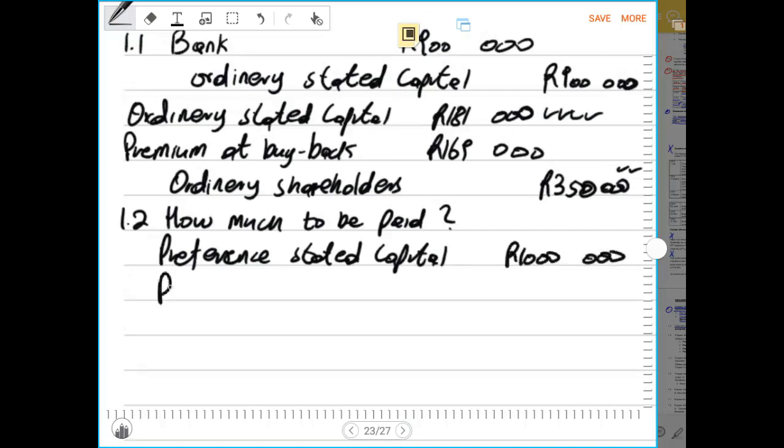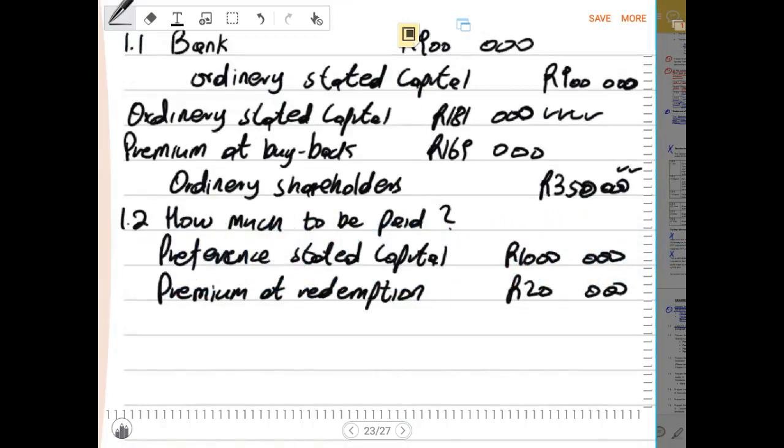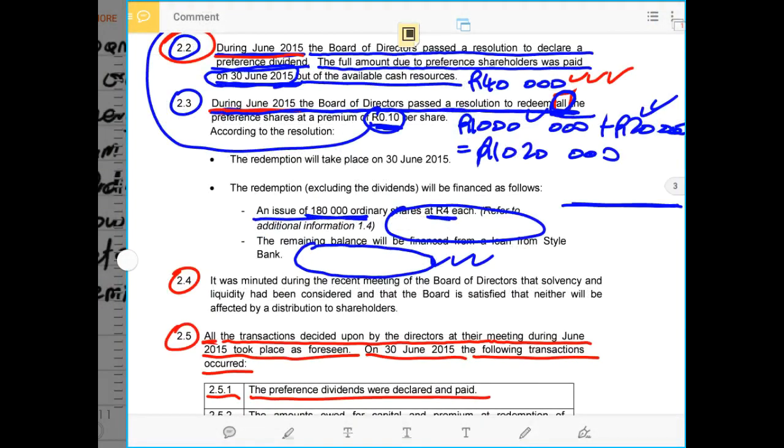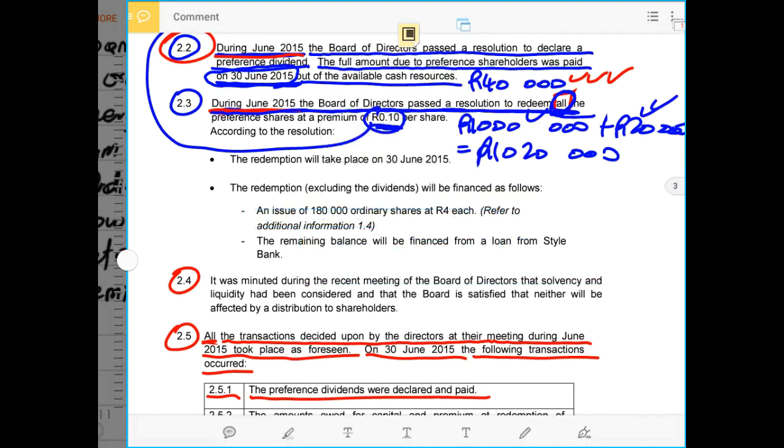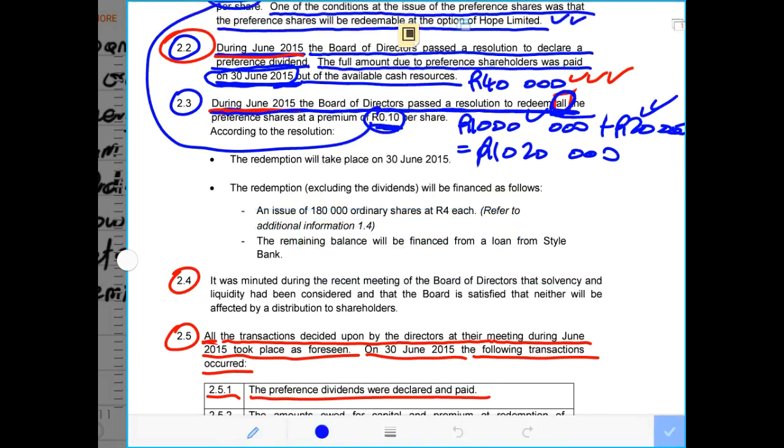We also have to pay back a premium at redemption, and our premium at redemption is 20,000 rands. Remember, they also told us that there is no money available. We need to raise funds. They said we owe 1,020,000, but there is no money.